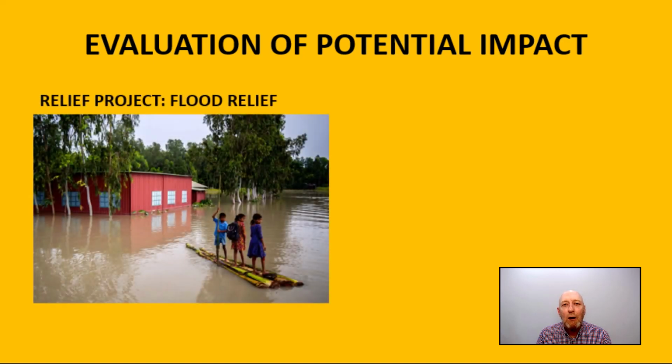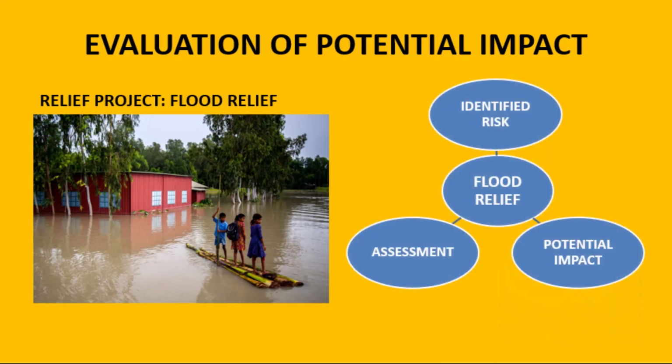For example, in the context of relief, where the objective is to deliver timely and effective assistance to those affected by a crisis. Taking the example of a flood relief project, where the identified risk is limited access to damaged infrastructure. The potential impact here could be delays in delivering essential supplies, exacerbating health risks for affected populations. Our assessment then is to evaluate alternative routes or transportation methods, to pre-position supplies, have them in place already, and coordinate with local authorities for assistance.